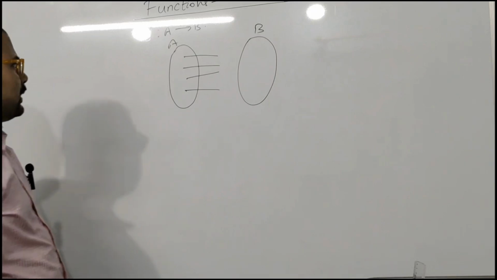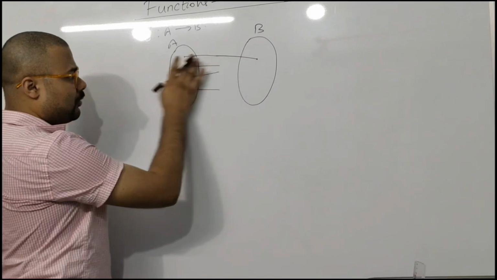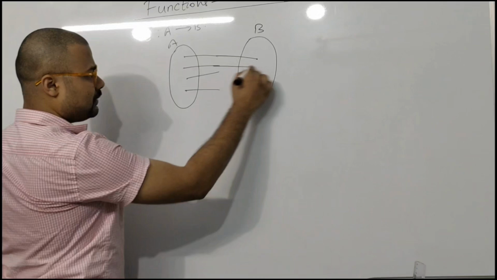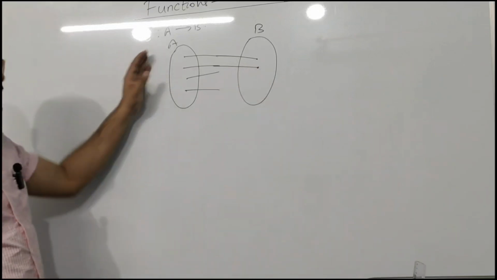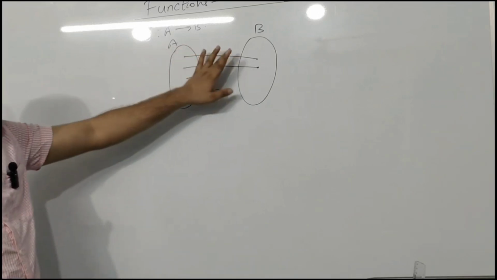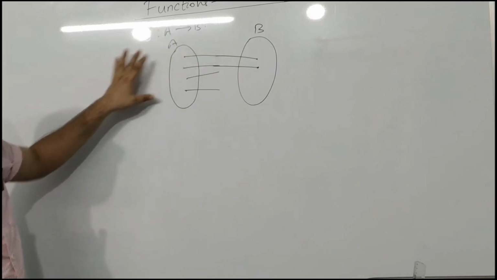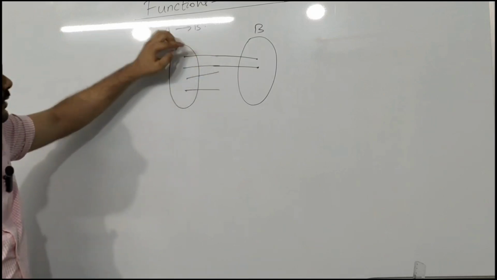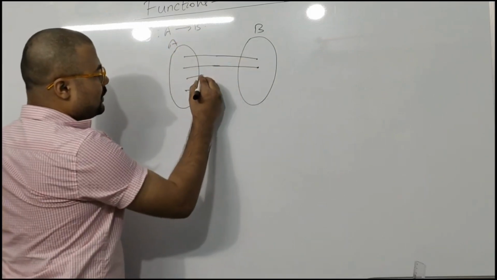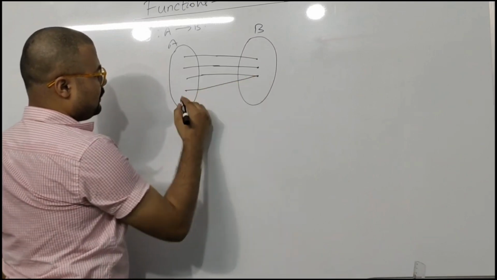Now, let's say this goes to one element of B. All these lines may go to different elements of B. So from A's perspective, what is the case? From every element, there will be one map. It will be mapped to exactly one element. So there will be one edge coming out from every element. Now many of these edges may go to different elements of B, or some of these edges may go to the same element.